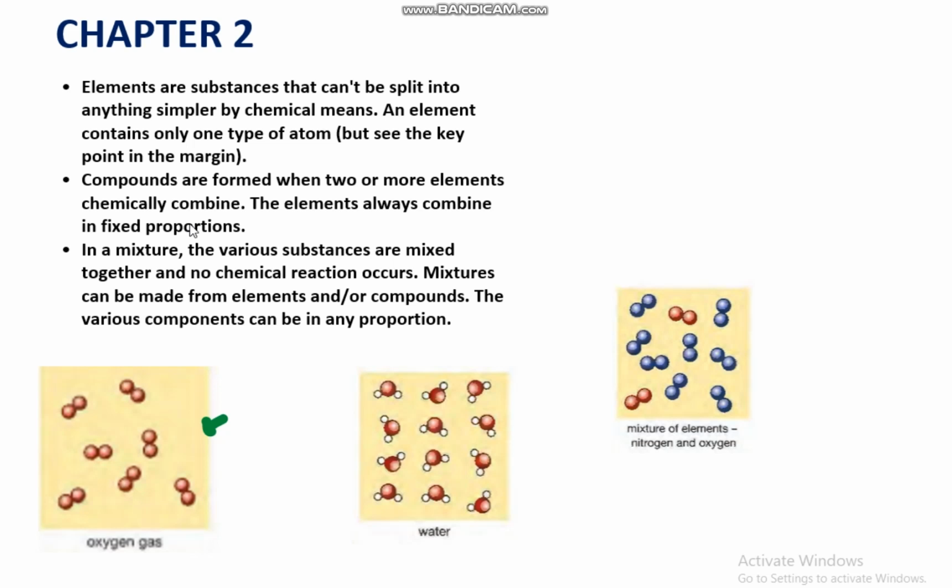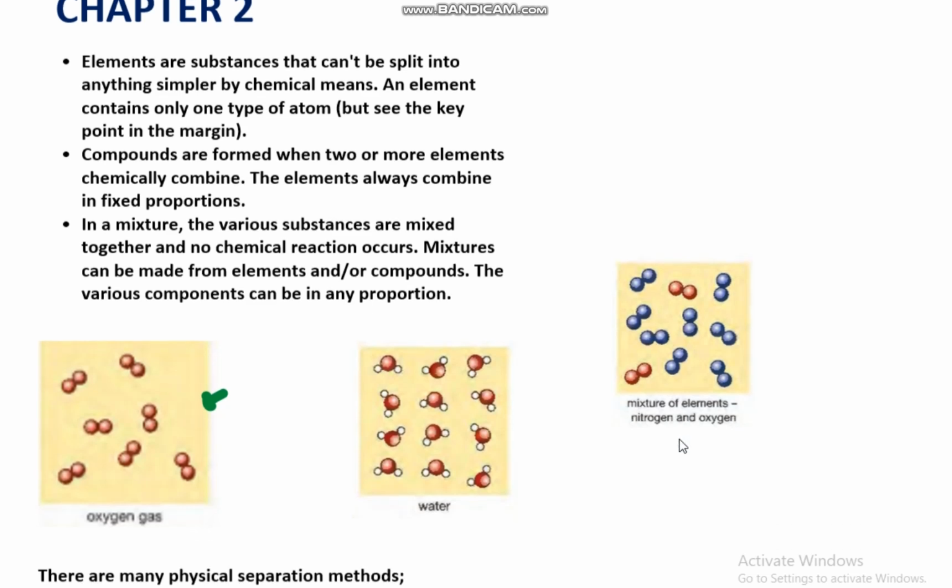And then we have mixture, where substances are mixed together and no chemical reaction occurs. It can be with elements and compounds which are not chemically combined together. It can be formed of various components, and it can be formed in any proportion. A mixture of elements such as hydrogen, nitrogen and oxygen together.